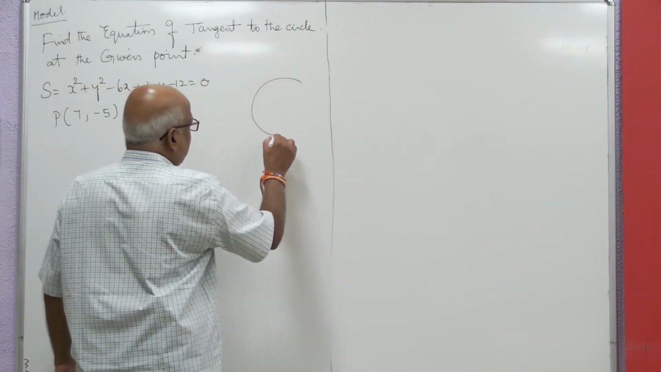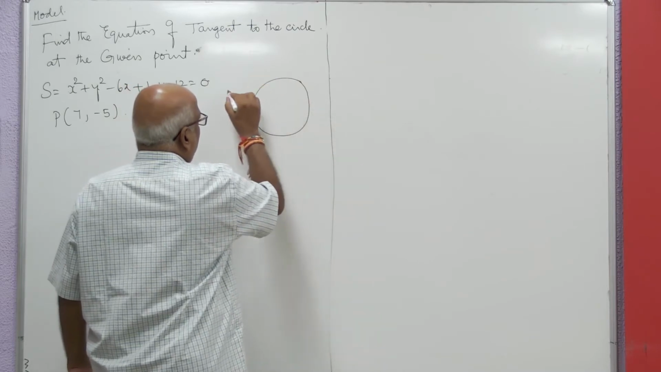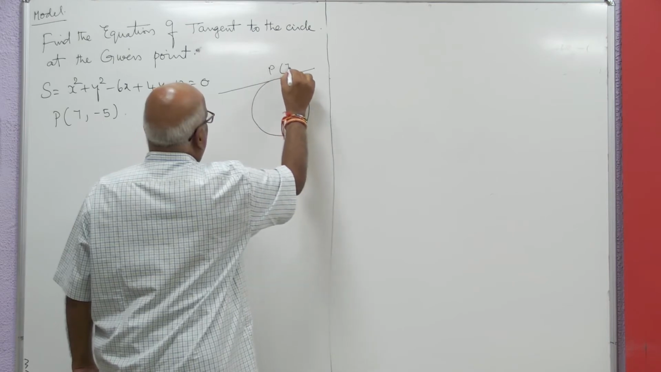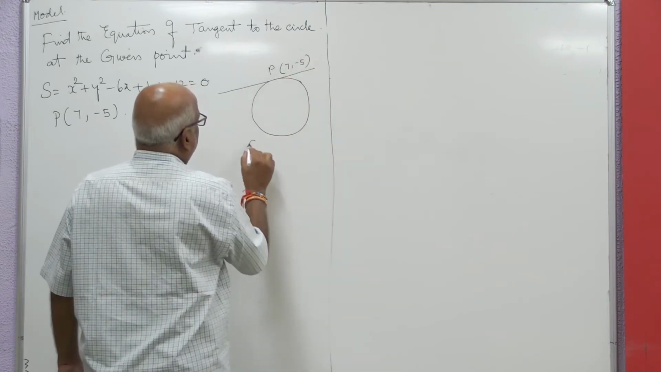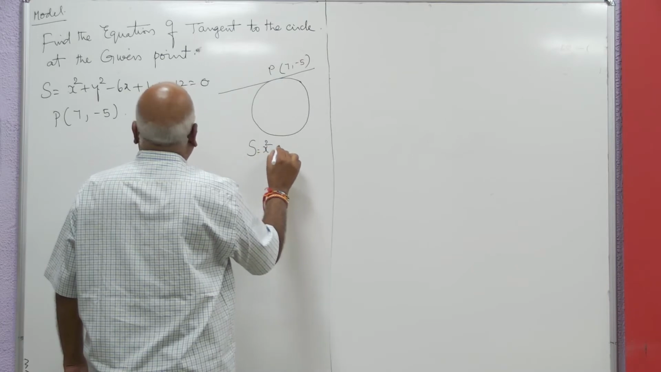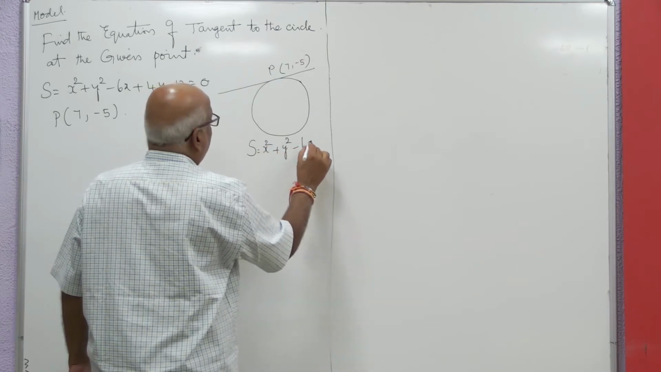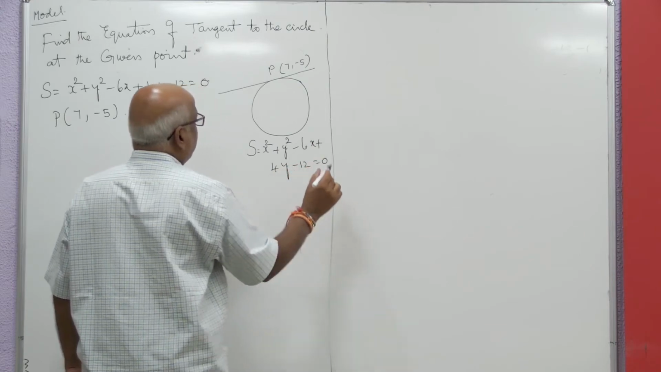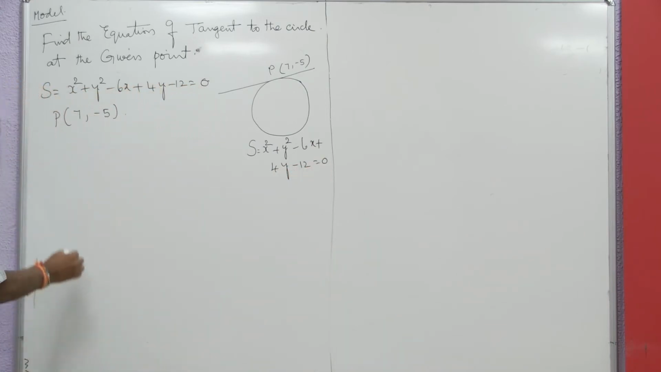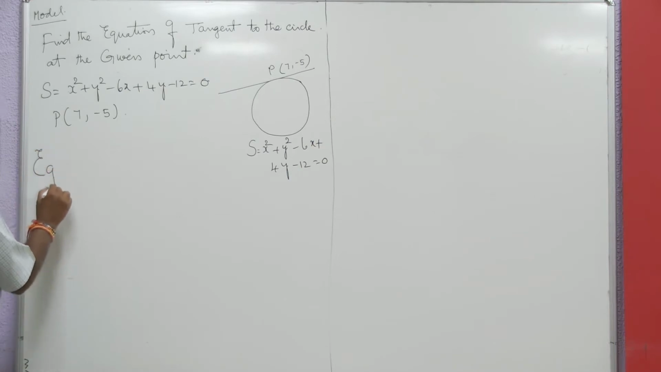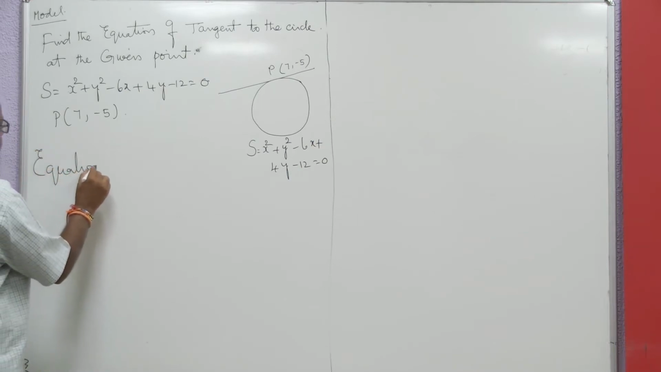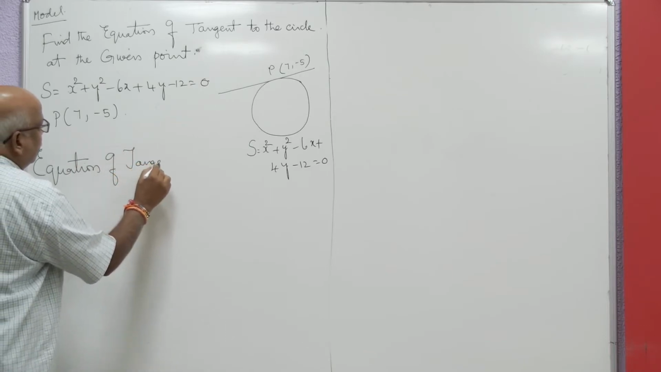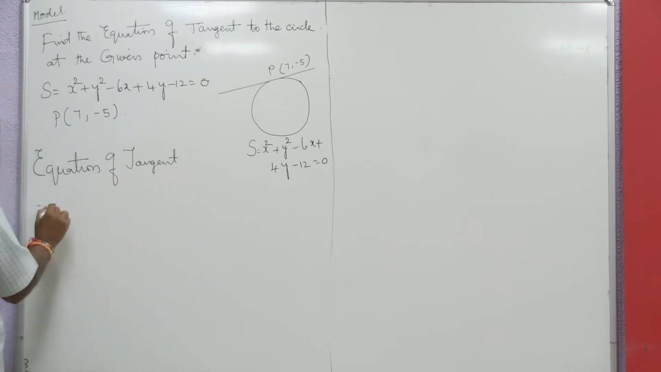If this is the circle and the point is 7, minus 5, circle equation x square plus y square minus 6x plus 4y minus 12 equal to 0. Equation of tangent. What is the formula?